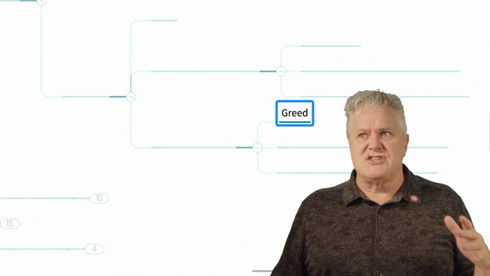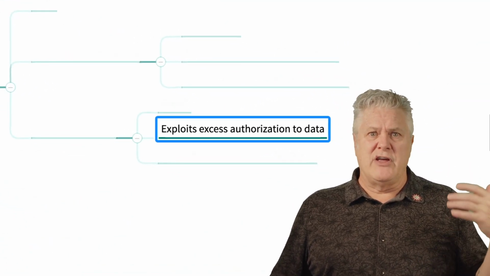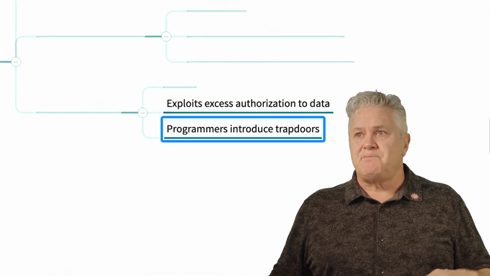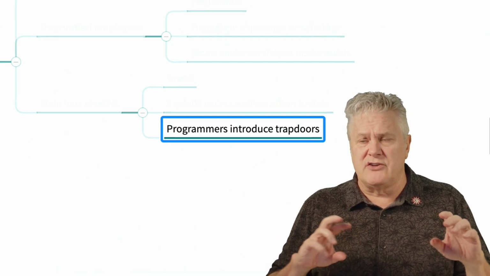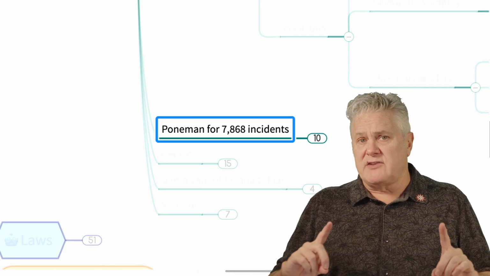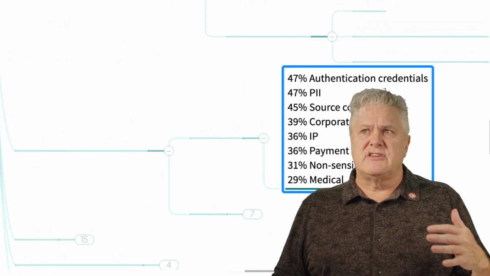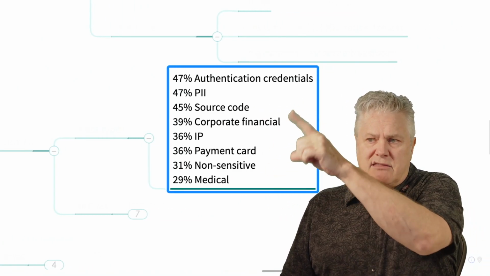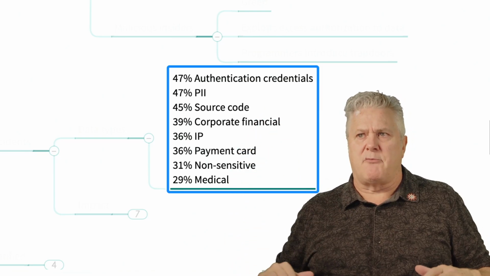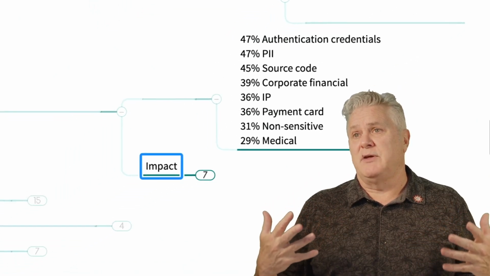Now, those malicious insiders could also be straight up being greedy internally, and they could exploit their excessive authorization to data. And this also could be like programmers introducing trapdoors into our organization. Now, Ponemon did a great study on about 7,800 different incidents that were out there, and they looked at the different data types. I know the math doesn't add up here for each one of these, but you can start at the top and work your way down from a ranking standpoint, and you can see that there are all sorts of different data types that were spilled out there.